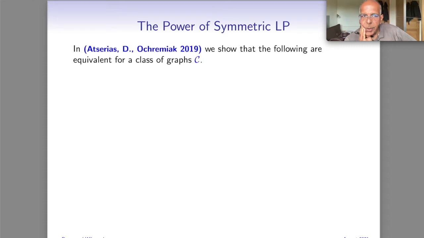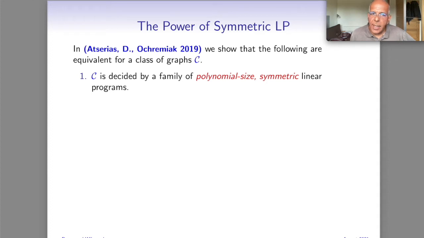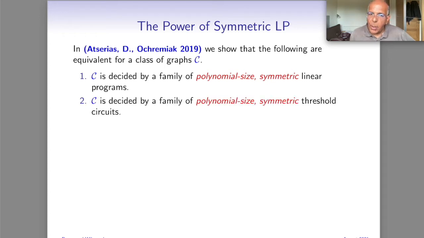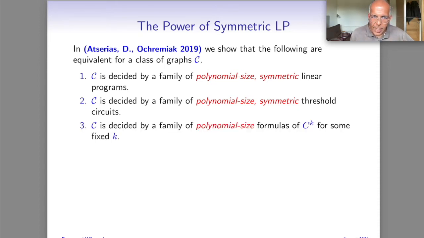And what we are able to show, this was in joint work with Albert Atserias and Joanna Ochremiak, is that for any class of graphs, the following are equivalent. It's decided by a family of polynomial size symmetric linear programs, in the sense I just defined. It's decided by a family of polynomial size symmetric threshold circuits, in the sense we saw in the last lecture. And it's defined by a family of polynomial size formulas of C^k, first order logic with counting and k variables, for some constant k. In other words, for each structure size, we have a formula of C^k.